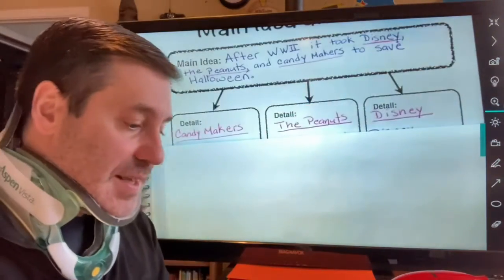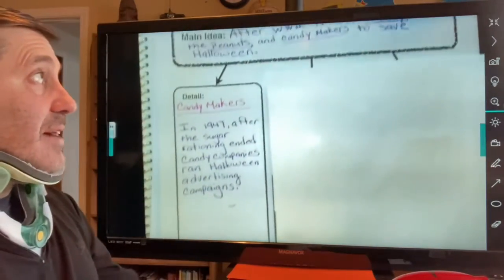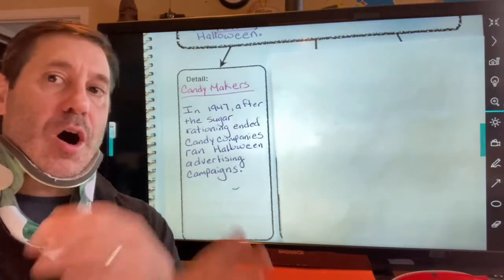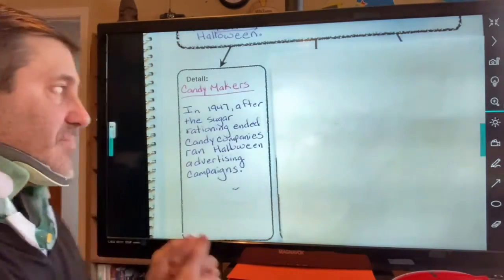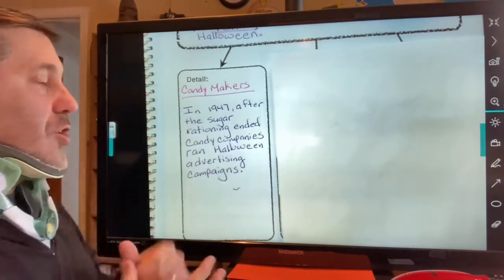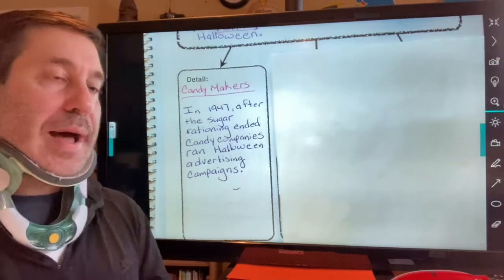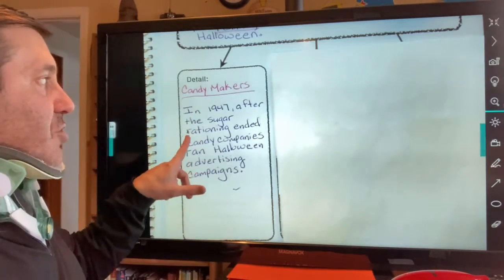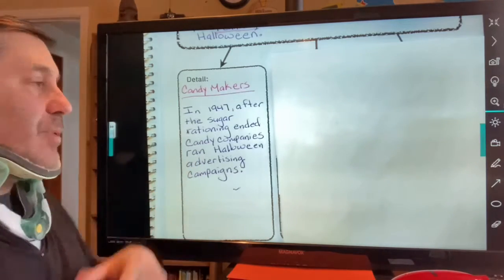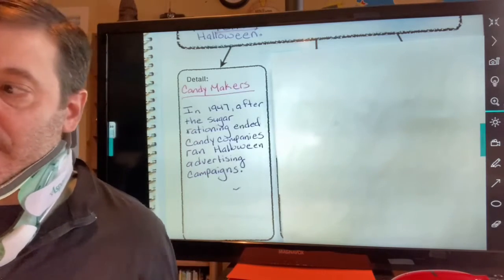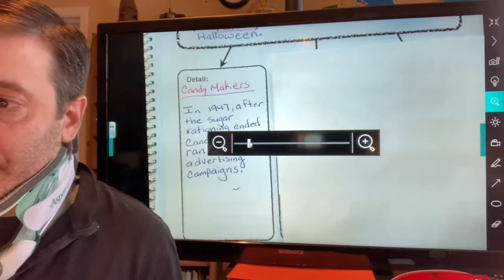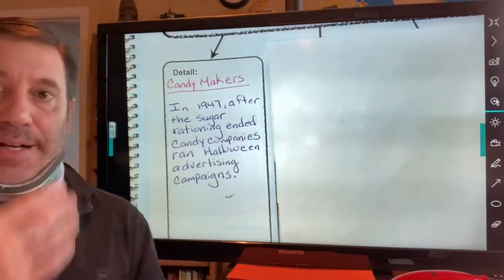So, in my graphic organizer, that is what I write. I put it in my own words. I don't want to be too wordy and include all of the details, just the most important. So the most important details is that in 1947, after the sugar rationing ended, all right, so I include the when. In 1947, after the sugar rationing ended, candy companies ran Halloween advertising campaigns. That is what they did. And that is why I picked that detail. I can make it a little bit bigger there for you guys.